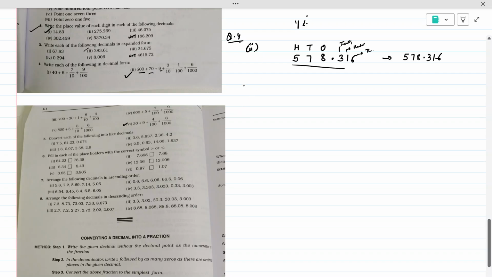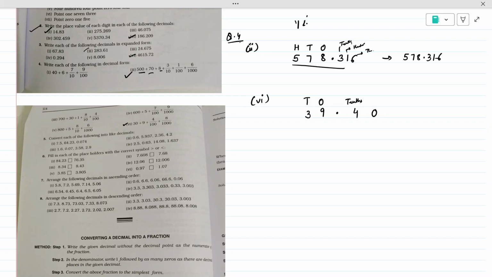Okay. Similarly, let us pick the other question. Let us pick the sixth question here. Sixth question, we have 30. 30 means we have the number at tens place. Then we have 9 at the ones place. Then plus 4 by 100. So that means we have a decimal now. After decimal, we have the number at tenth place as 4, and at hundredth place we have nothing.